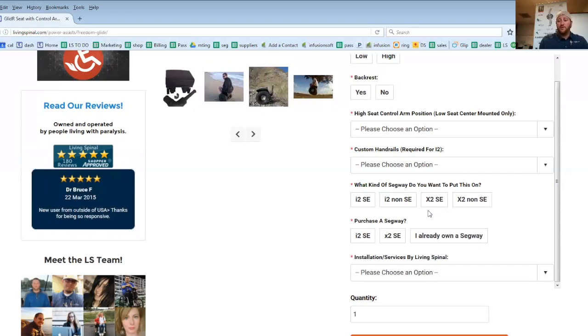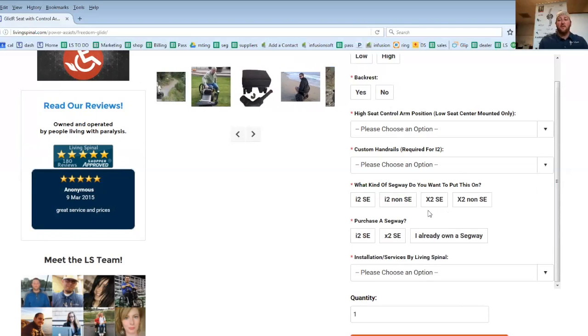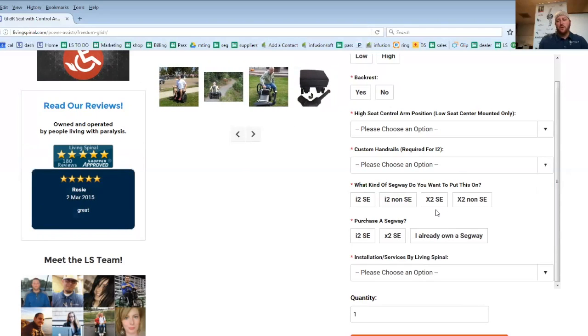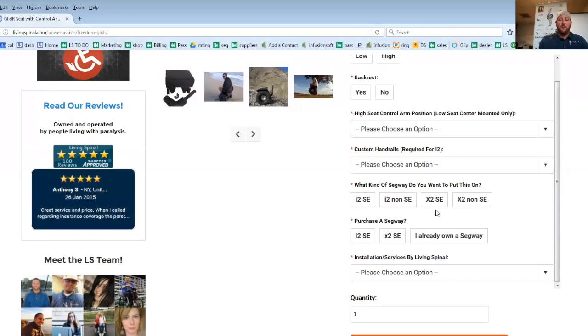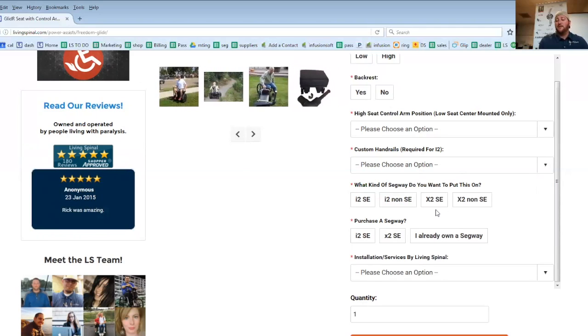Segways that you would purchase right now are called I2 or X2 SEs, okay, like Sam Edward. About 2 years ago was when they stopped making non-SE models, basically just I2 and X2 models. But now they are called I2 SE and X2 SE.